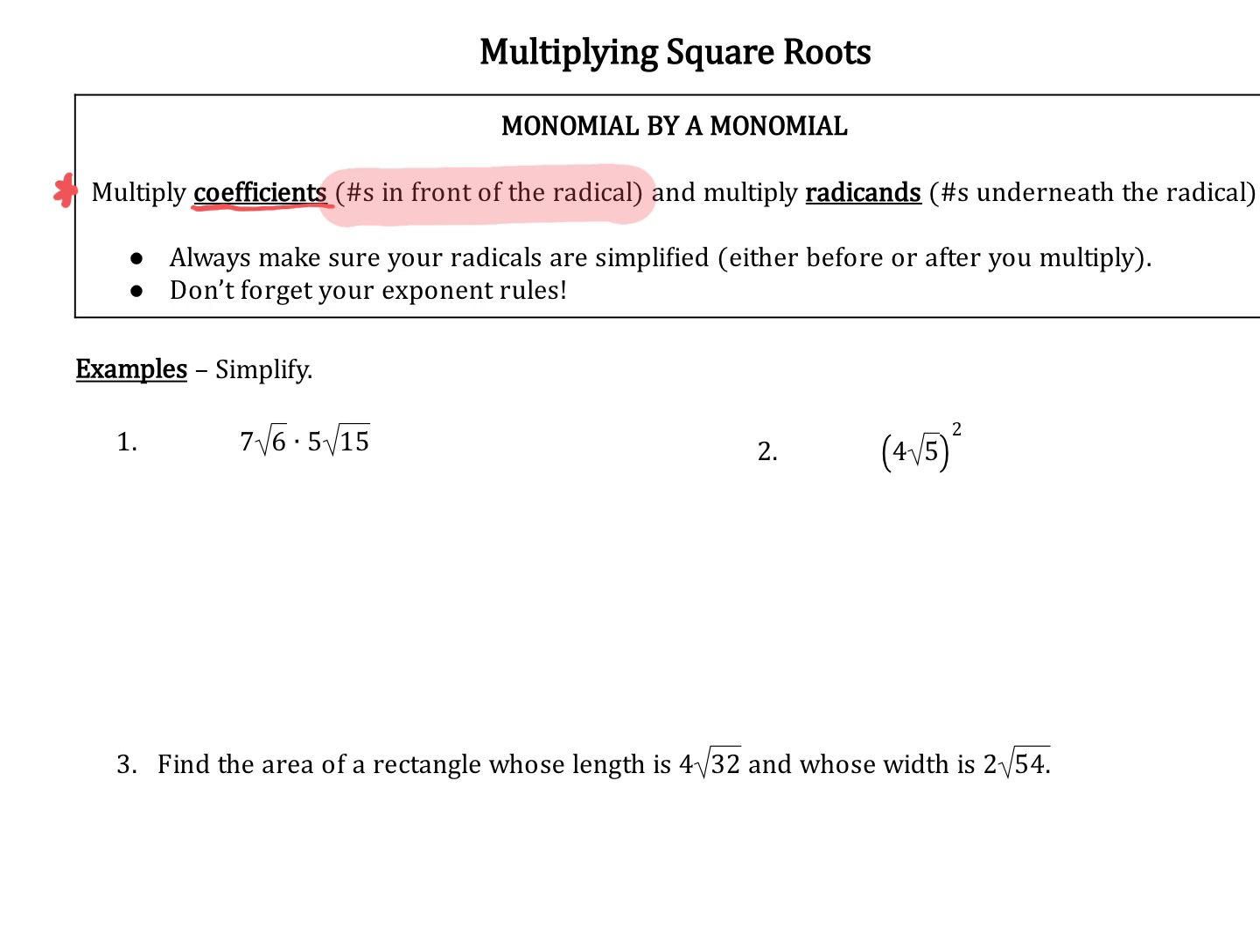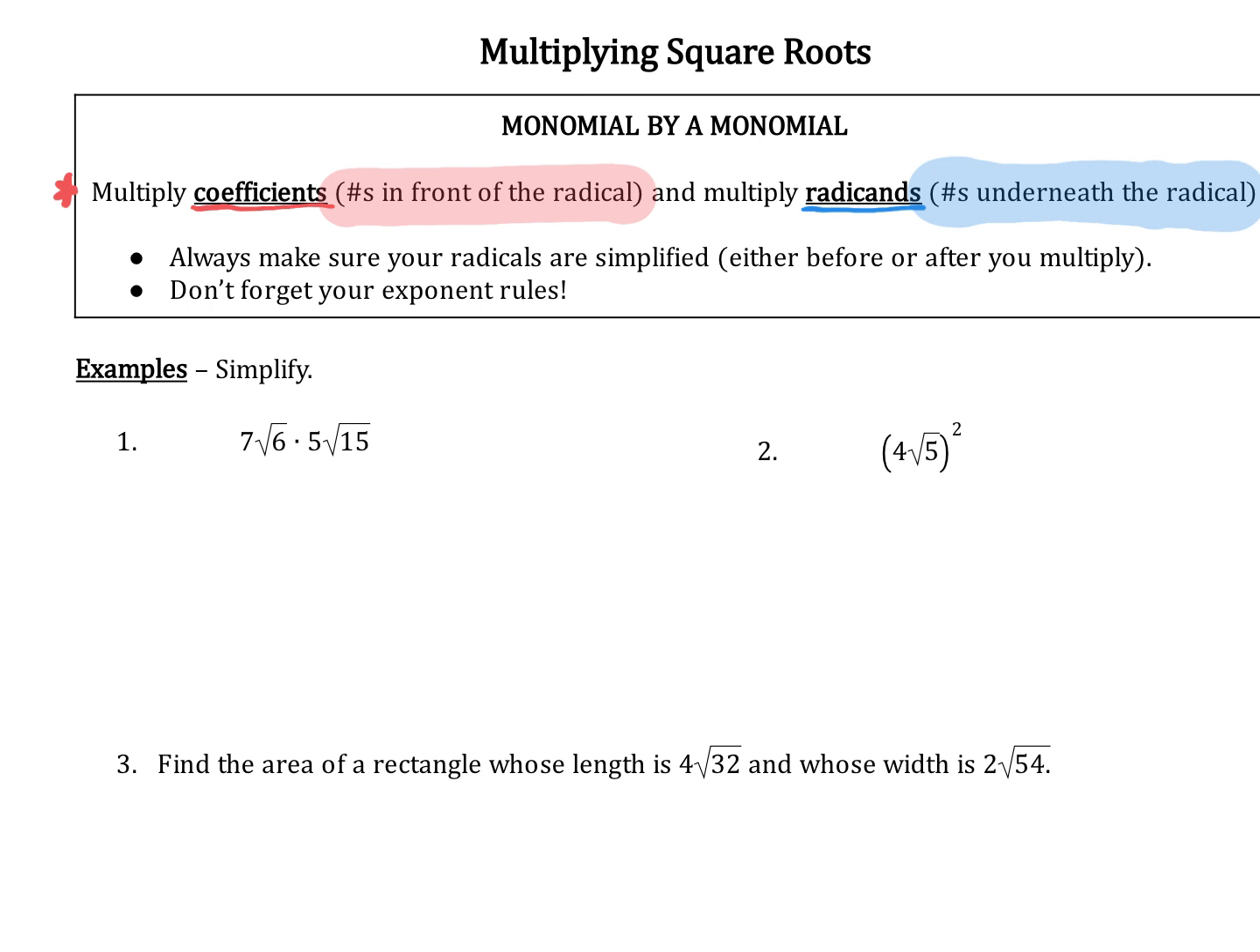When you then multiply those together, you're going to then move on to multiplying the radicands, which is the number that is underneath the radical sign. So when I'm looking at that, I'm actually looking at the 6 here and the 15. Those two I will multiply together. So let's try example number 1.